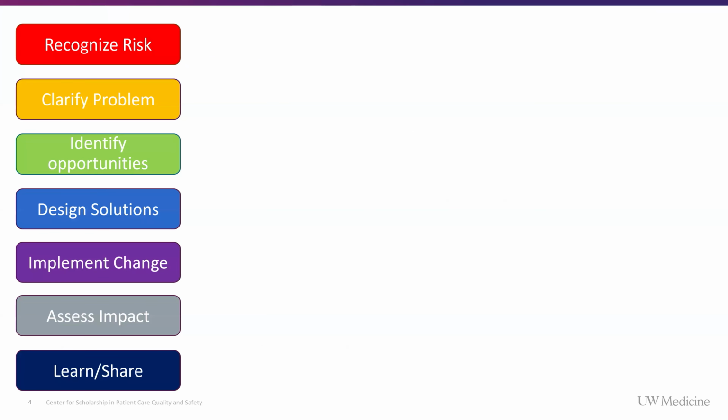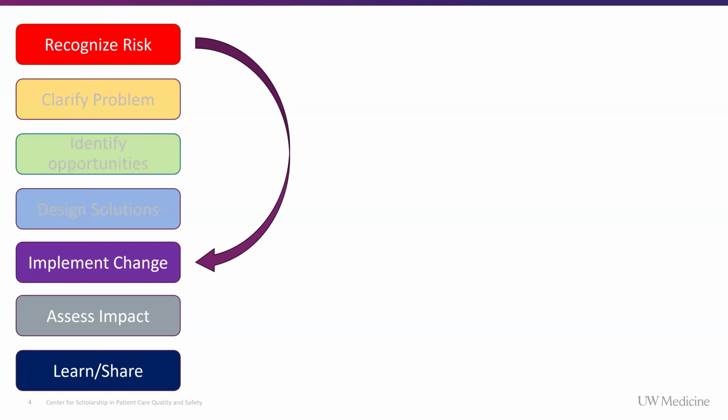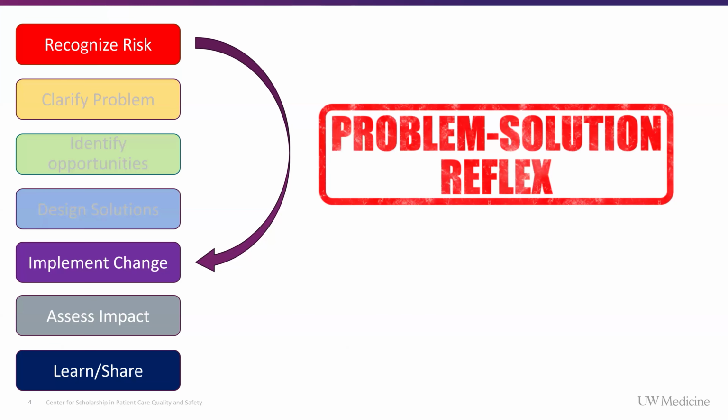So this is a QI framework and how you might think through a QI problem that you have. So recognizing risk, clarifying the problem, identifying opportunities, designing solutions, implementing change, assessing the impact, and then learning and sharing. And I find that I do a lot of this, and I think surgeons do a lot of this. I think transplanters do a lot of this. You see a problem and you immediately know what the solution is and how to fix it. And this actually has a name in the QI world called problem solution reflex. I think a lot of us suffer from this.